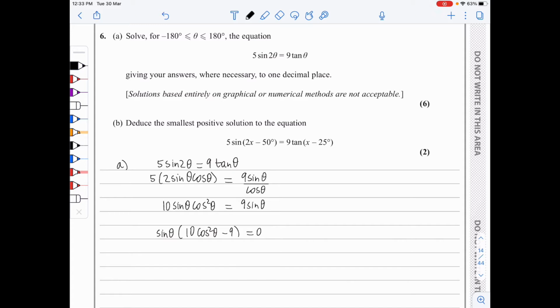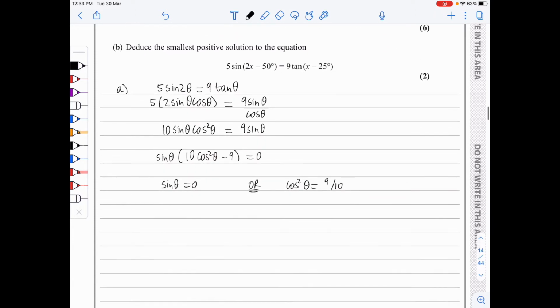So either sine theta is 0 or cos squared theta is 9 over 10. This is a quadratic in cos, so we actually need to split it into cos theta being the root of 9 over 10 or negative root of 9 over 10.